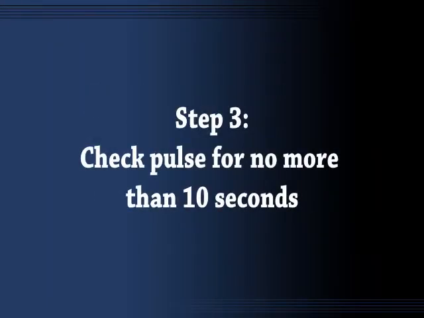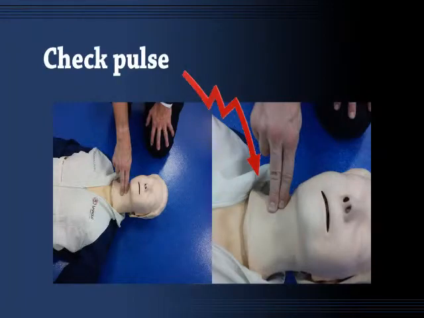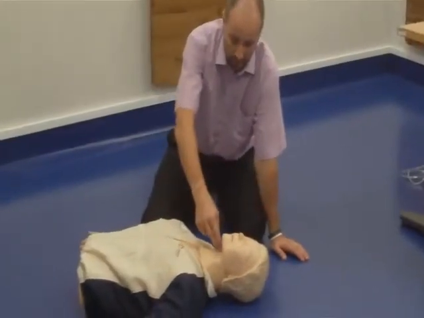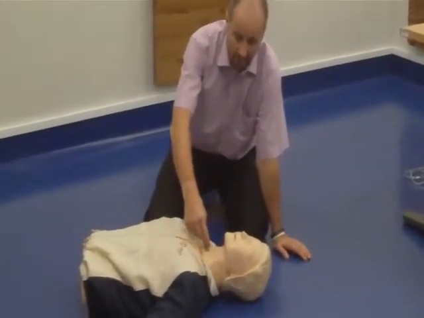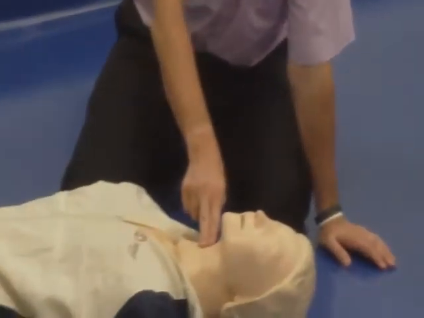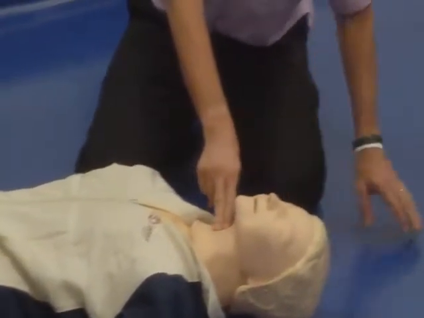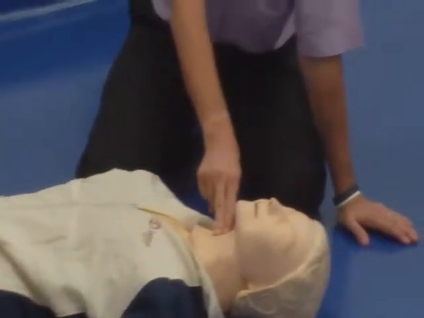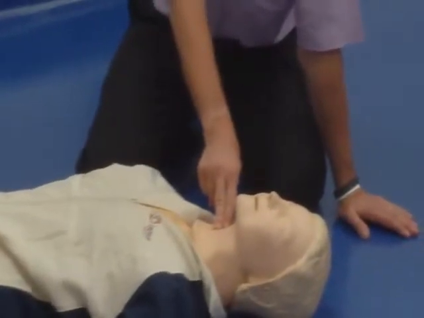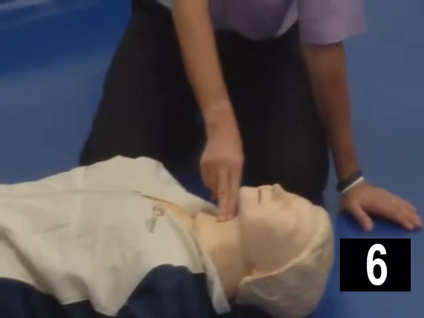Step 3. Check pulse for no more than 10 seconds. For the pulse check, find the midline of the patient's trachea, place your fingers there, and then slide towards you into the carotid notch. You'll find the carotid artery here. Check the pulse for 10 seconds. If you feel no pulse within 10 seconds, immediately move to compressions.